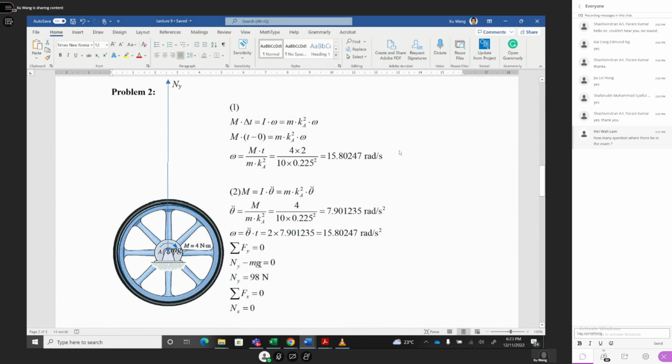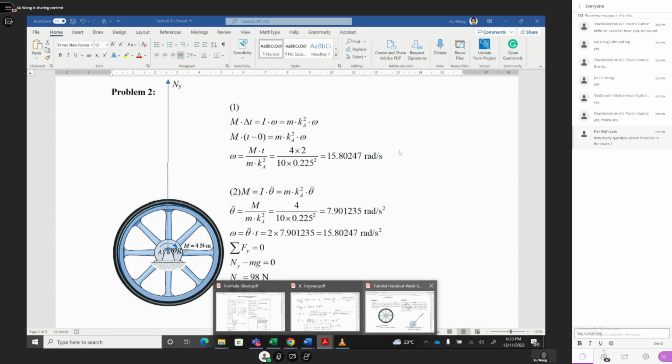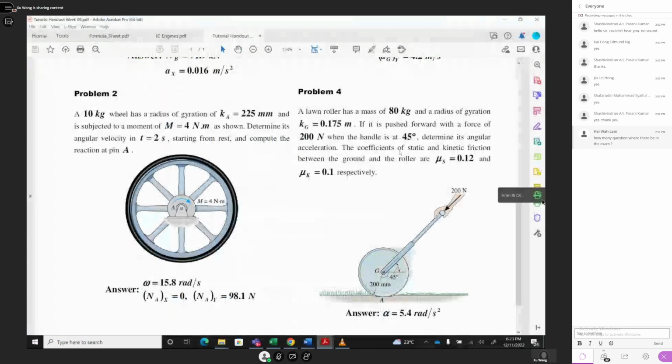That's why N_y minus mg equal to 0. So N_y equals the weight of the wheel, 98 Newton, because 10 multiplied by 9.8 gives 98 Newton. Sigma Fx equal to 0, there is no force in the horizontal direction, that's why N_x equals 0. N_y is 98, equal to the weight of the wheel. That's this question, and then we move to question 3.